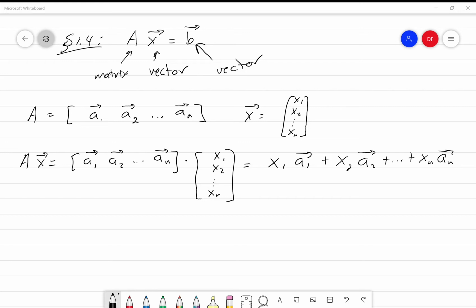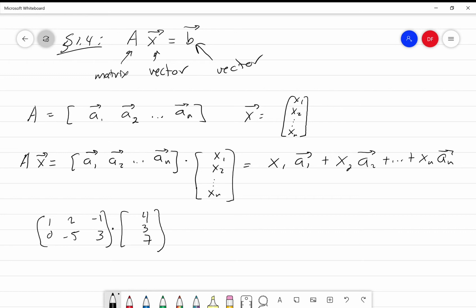So, for example, we can see if we had, well, you can use numbers here if you'd like. So if we had A equals 1, 0, 2, negative 5, negative 1, 3, times 4, 3, 7. Now notice something here. The number of columns here is the same as the number of rows. Okay? And this is a condition for this multiplication here.